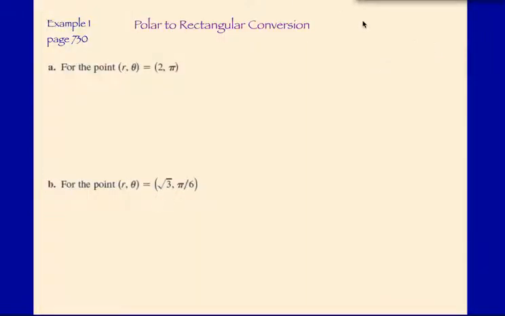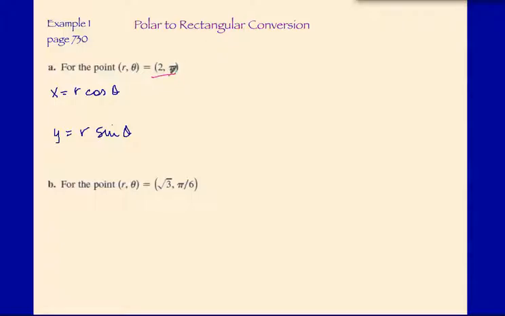If you're following along in your book, and you should be, we're on page 730, example 1. First of all, we're going to do polar to rectangular conversion. Let's remember those two relationships that are going to be so helpful. We discovered that x is equal to r cosine theta, and y is equal to r sine theta.